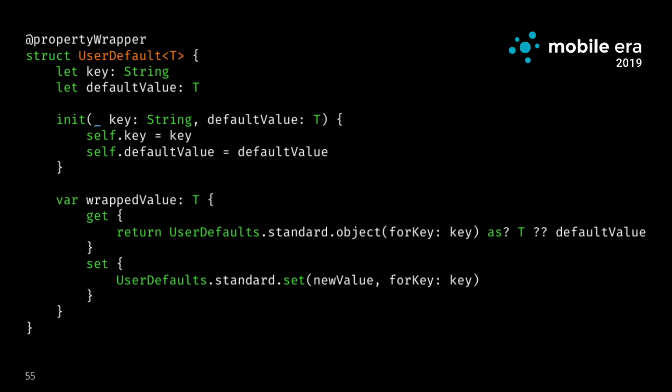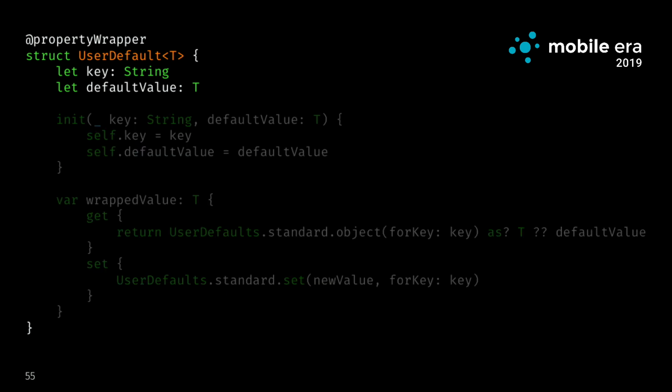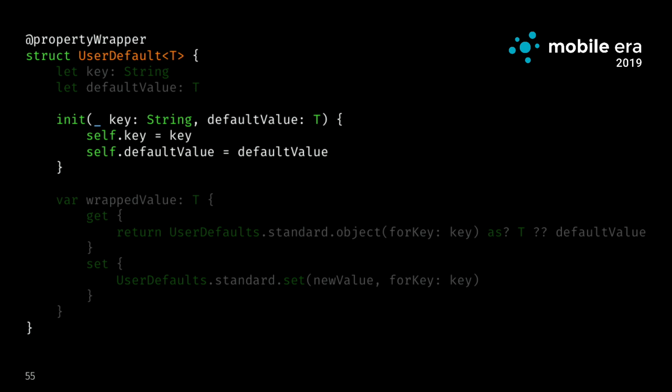So we're going to do it. Our wrapper is going to be called UserDefault. It's going to be generic. And inside the state, we're going to store two things. We're going to store the key that we use to access and store the value, and we are going to store also a default value. Then we're going to write an init that takes the key and the default value and sets the state of the wrapper. So nothing special here.